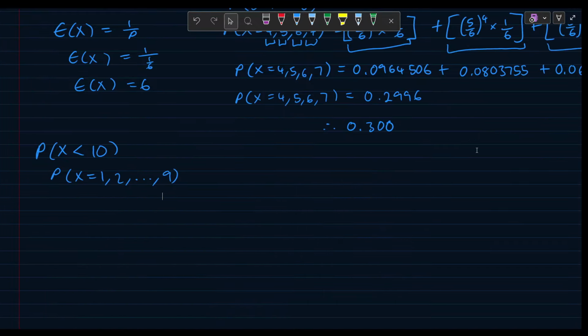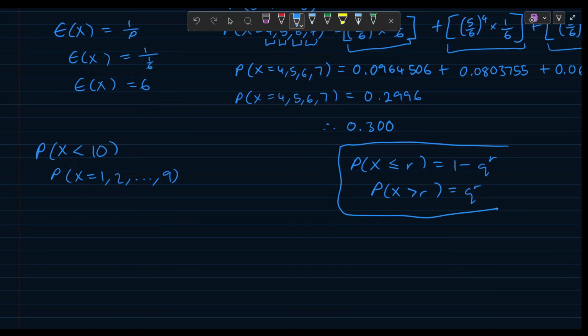So instead of evaluating all of those individual probabilities, we're going to use the idea I mentioned in the previous question. We said for the less than or equal to r, this can be written as 1 minus q to the r. These shortcuts are not in the formula booklet, so you should know them by heart. That's probability that x is greater than r. This one will be q to the r. You should memorize these two formulas. They will save you a lot of time and a lot of headaches with geometric distributions.